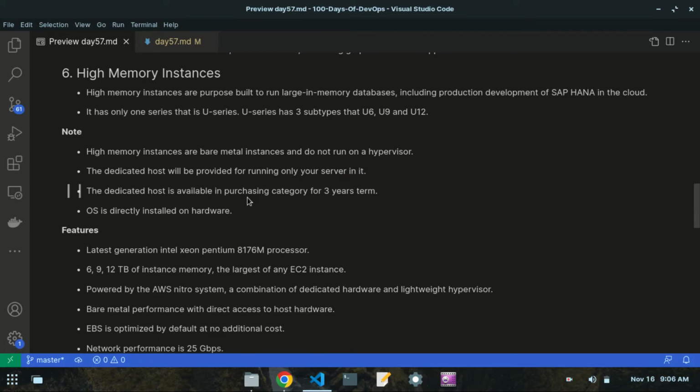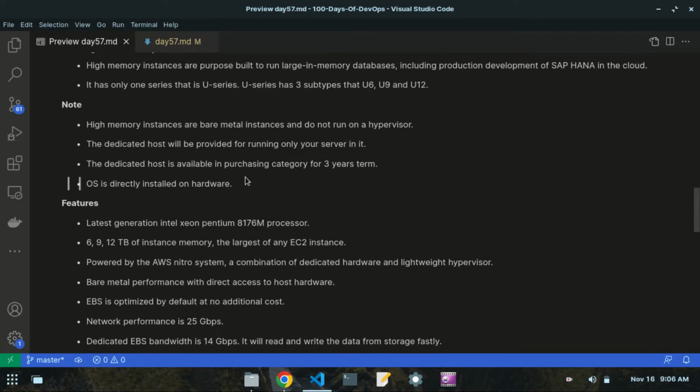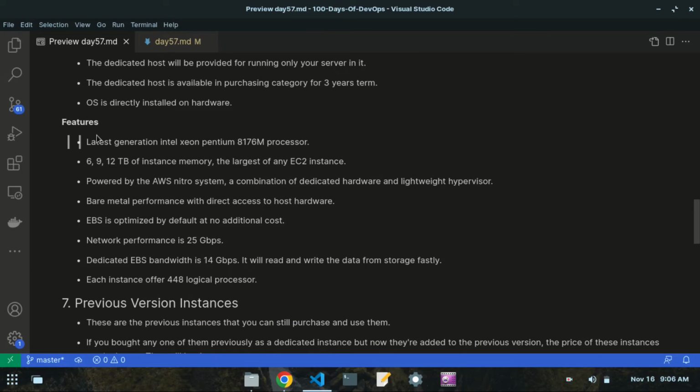And the dedicated host is available in purchasing category for 3 years term. Alright, so you will be given that dedicated host for 3 years so that you can run your server in it. Alright, and we will talk about the specifications of it so that you can better understand it. So OS is directly installed on the hardware. Alright, so it is not installed through the hypervisor or virtualization. It will be directly installed on the hardware. So let's take a look at the features of it. So the latest generation Intel Xeon Platinum 8176M processor is used in it.